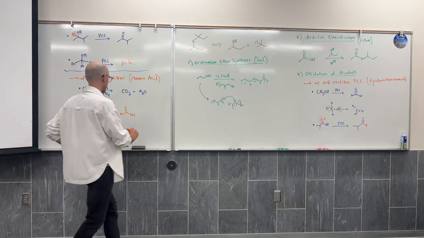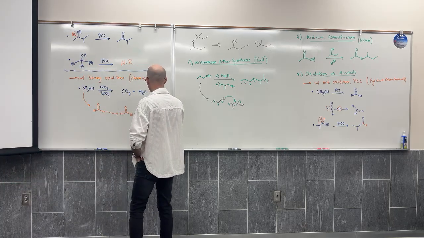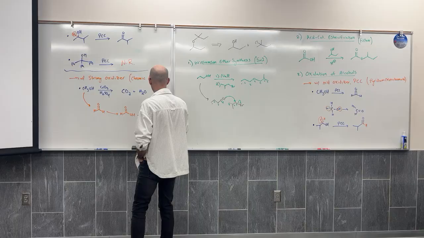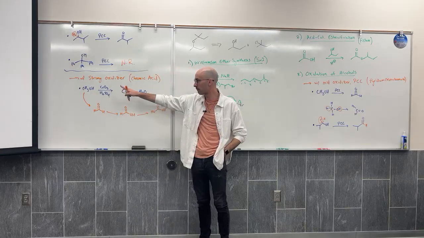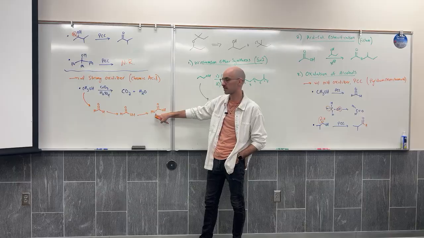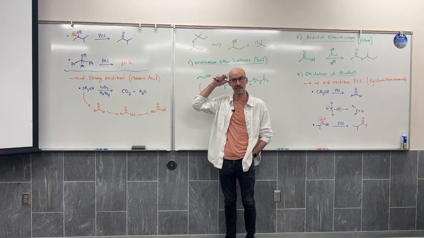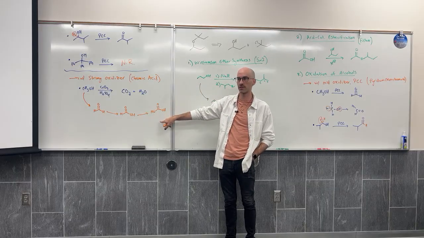Formic acid has been oxidized twice from formaldehyde. But formic acid can also be oxidized by our strong oxidizing agent, because this last hydrogen from methanol can be oxidized into a carboxylic acid. And do you know what this reagent is?